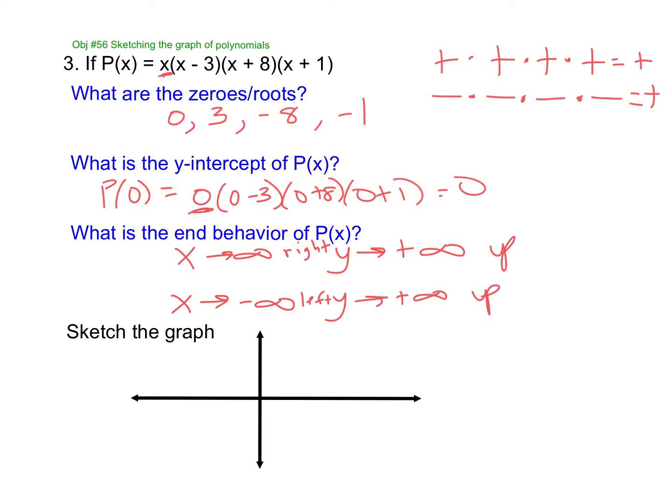So now I'm going to go through and put in my roots. So we've got -8, -1, 0, and 3.